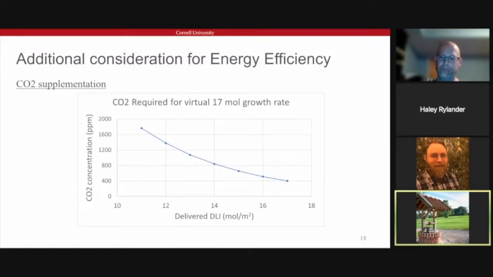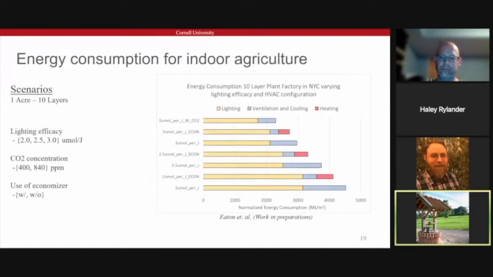And so I consider a combination of elevated CO2 and different lighting efficacies in this study here that is just looking at a plant factory in New York City. So this scenario has a 1 acre footprint with 10 layers of lettuce growth here, and looked at 3 different lighting efficacies, 2, 2.5, and 3 micromoles per joule, with elevated CO2 concentration of, one scenario is ambient at around 400, and the other is 840 ppm.